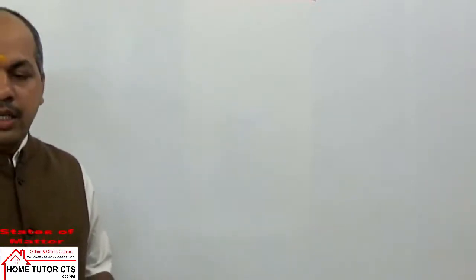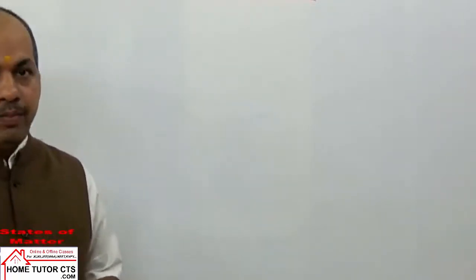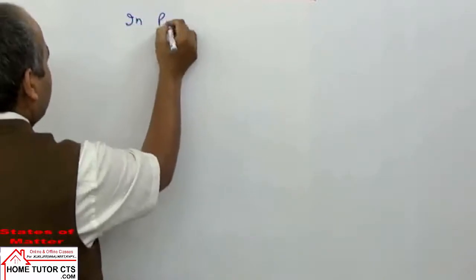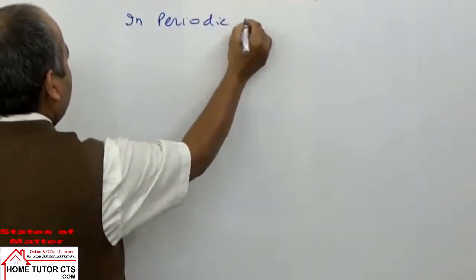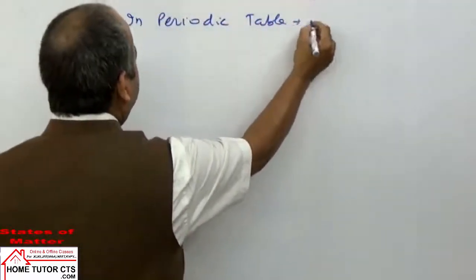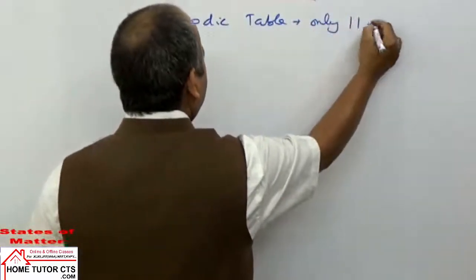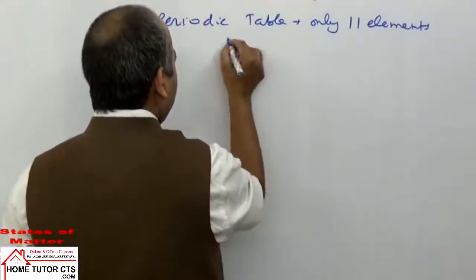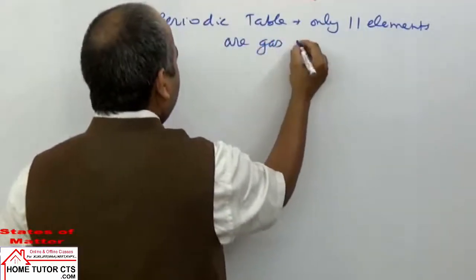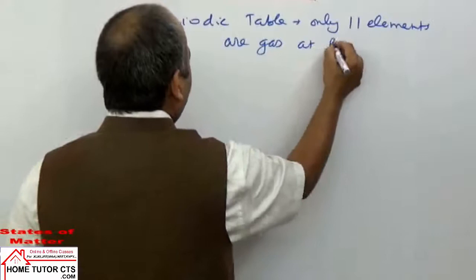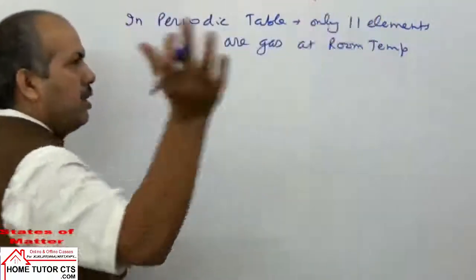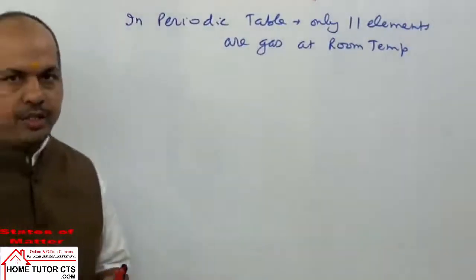If you take the periodic table, only 11 elements are gases. In the periodic table, only 11 elements will be gas at room temperature and in atmospheric conditions of pressure.